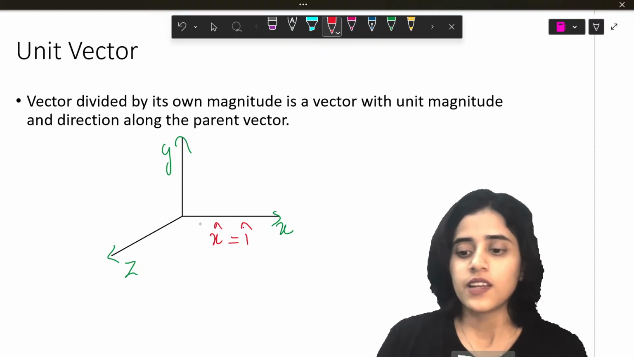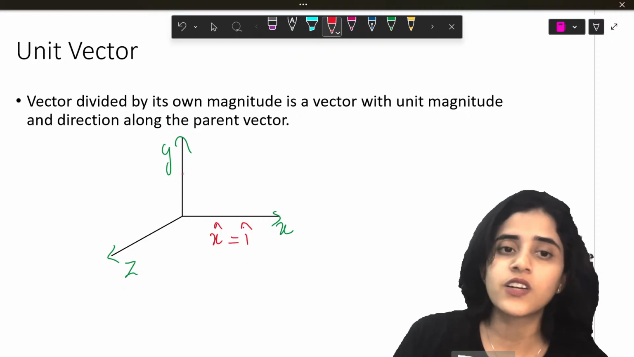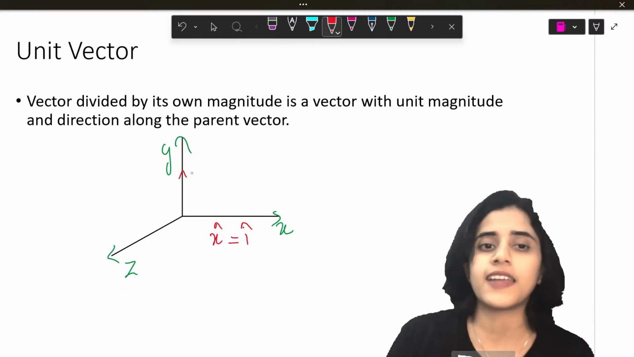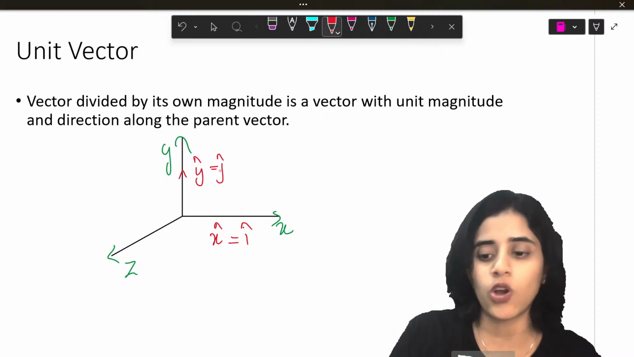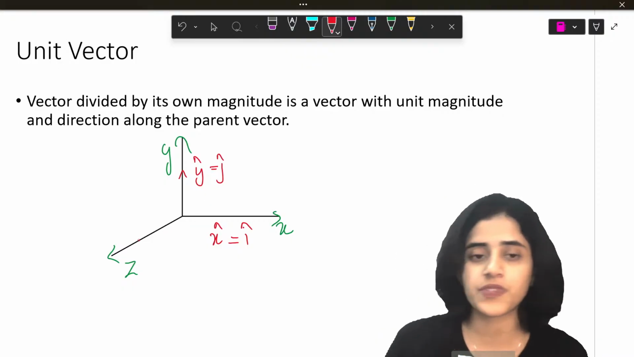Along the Y-axis, if a vector moves along the Y-axis, you can say it's moving along the Y cap or you can say it's moving along the J cap. Okay.